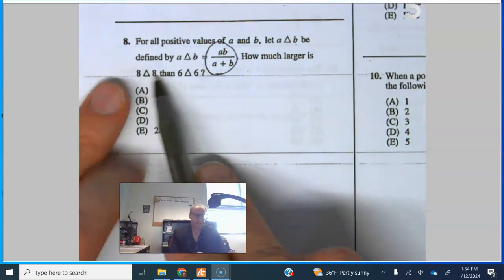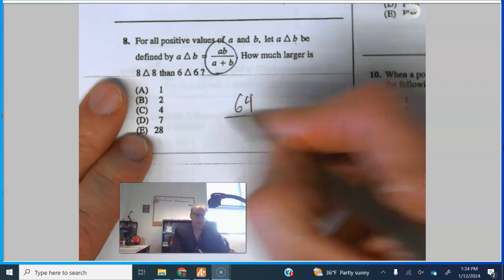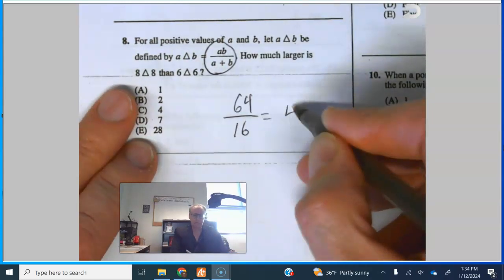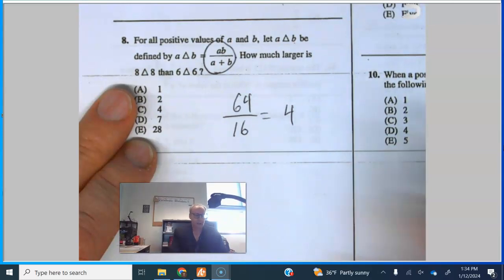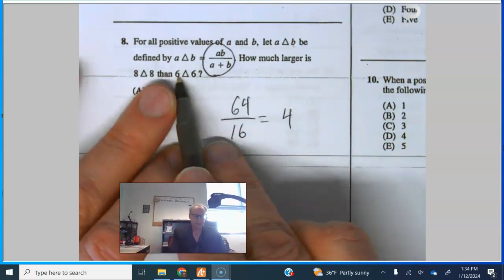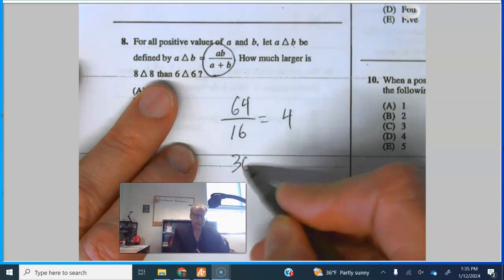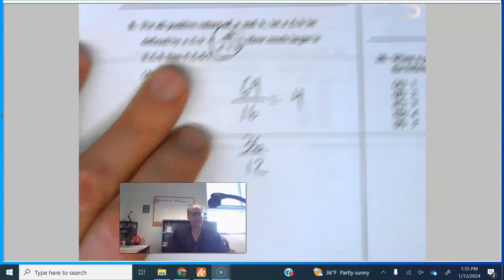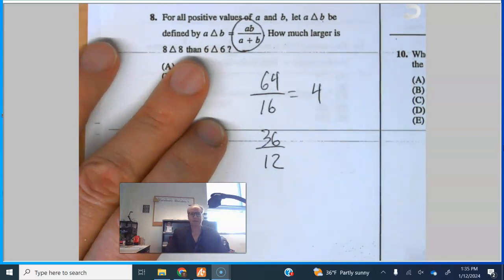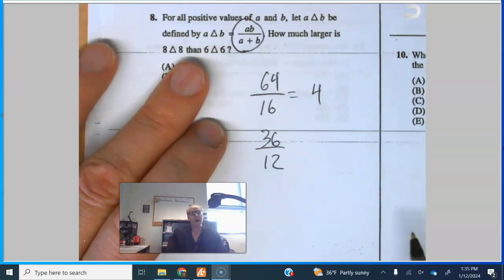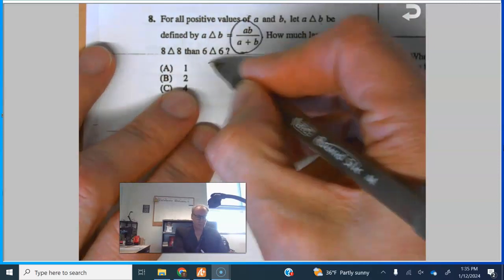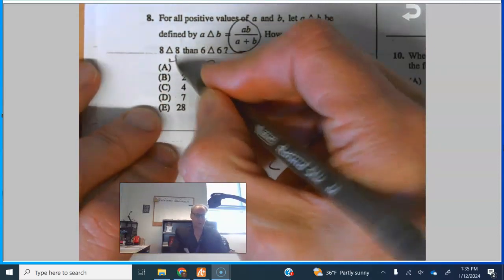So I'm going to take 8 times 8, which is 64, and then I'm going to take 8 plus 8, which is 16. And 64 divided by 16 happens to be equal to 4. And then I'm going to take 6 times 6, which is 36, and then 6 plus 6, which is 12. I'm just multiplying and adding. Sorry, I got my face in the way there. And 36 divided by 12 is 3. This is 3, and this is 4.